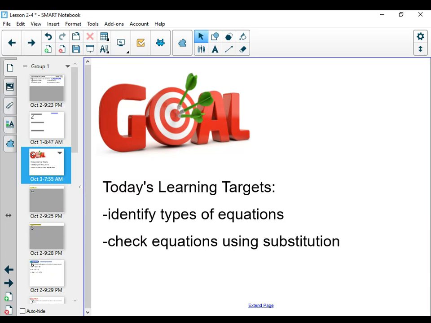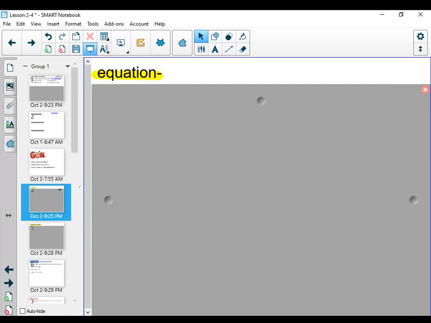There are actually going to be 3 types of equations. So our first goal is to identify the types of equations and then check equations using substitution. If you don't have your pink notes out, you should grab them right now. Pause while you find them. So, like I said, equations. There are 3 types of equations.